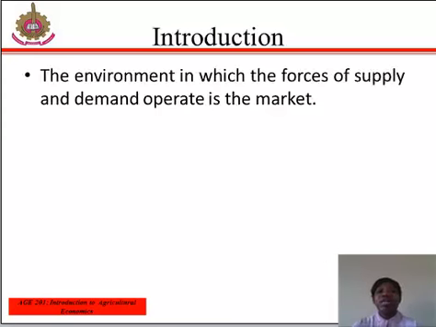Introduction. The analysis of demand and supply has made us know what happens to the goods and services produced for the needs of the consumers. So the environment in which the forces of supply and demand operate is called markets.